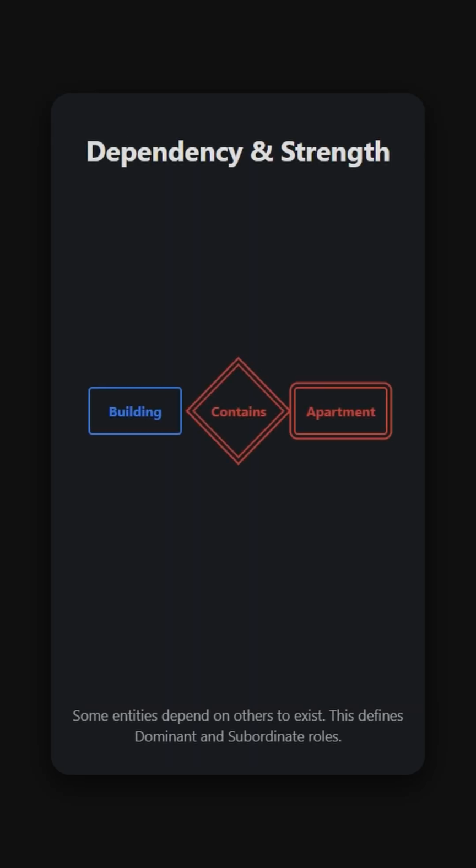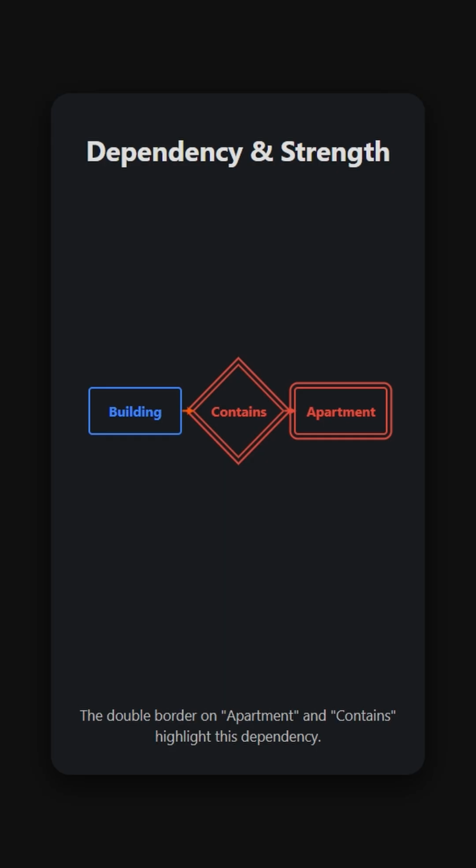Sometimes one entity's existence depends entirely on another. This creates dominant and subordinate roles. The apartment here is a weak or subordinate entity. It's shown with a double border because it cannot exist without its dominant entity, the building. The double bordered relationship is called an identifying relationship, as it helps identify the weak entity.